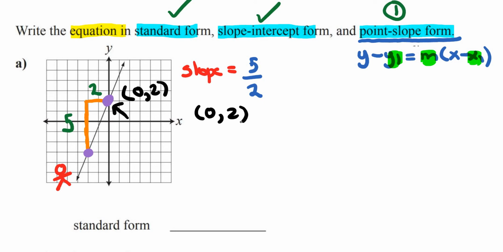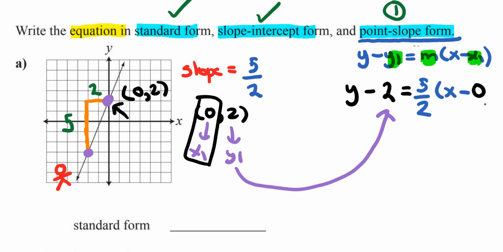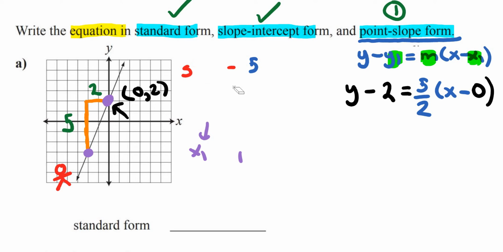All right, so once you have the slope and the point, then you can write your equation in point-slope form. So this is going to be y minus 2, right? So this is going to be my x1, and this will be my y1. So y minus y1 translates to y minus 2, equals my slope, which is 5 over 2, and then bracket x minus, and what's x1? Well, x1 is just going to be 0, right? So there it is. y minus 2 equals 5 over 2, bracket x minus 0. All right, so there's my point-slope form right there.